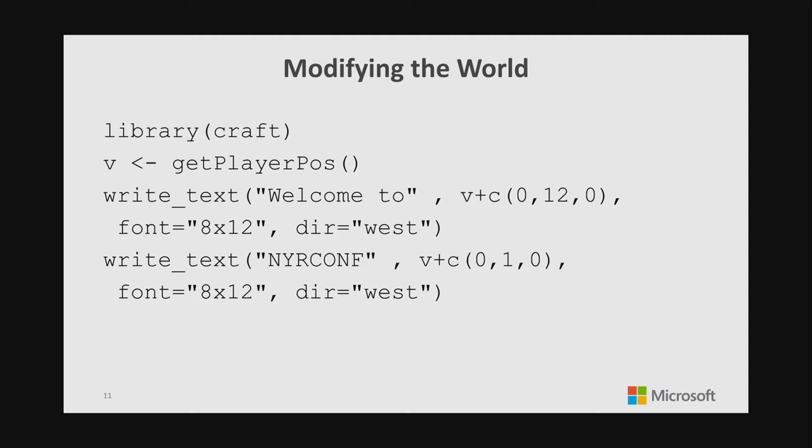So there are all sorts of functions that are available to you in the craft package to modify the world, based on these lower level functions just to modify individual blocks. For example, when you saw me pop up the message that said welcome to NYR conference, all I did there was figure out where the player was standing with the get player position function, and then used a couple of functions that are available in the craft package to write some text up in space, welcome to New York R Conference.